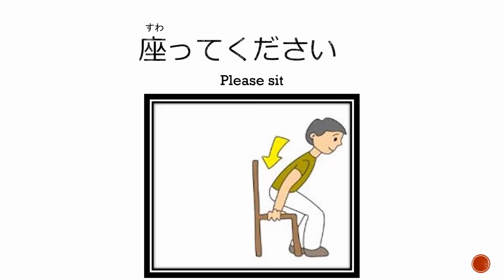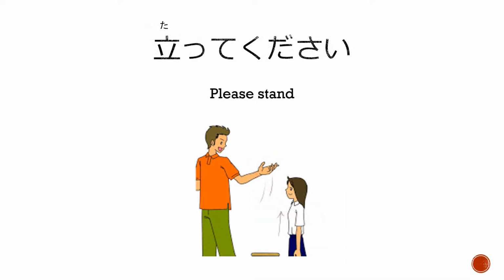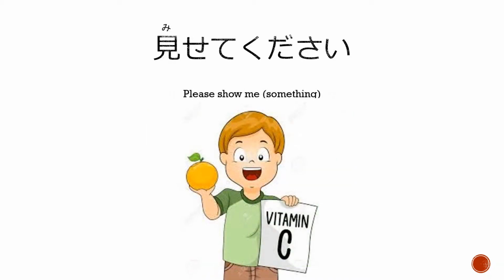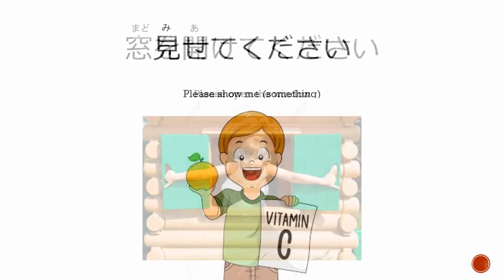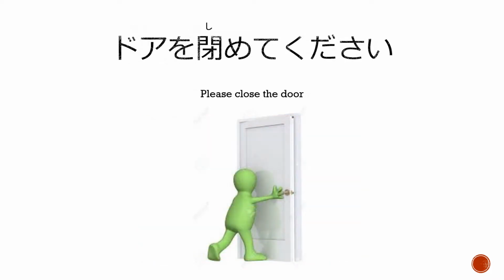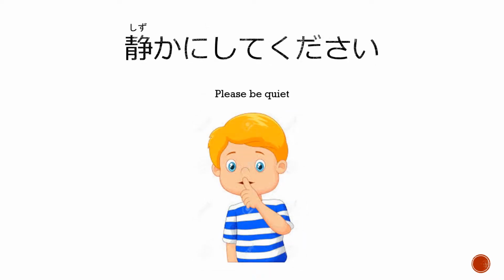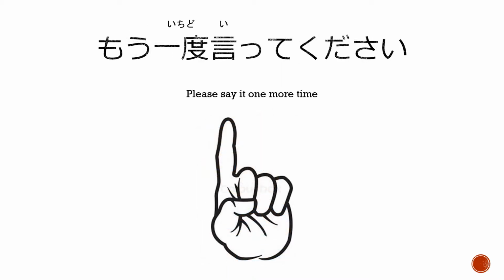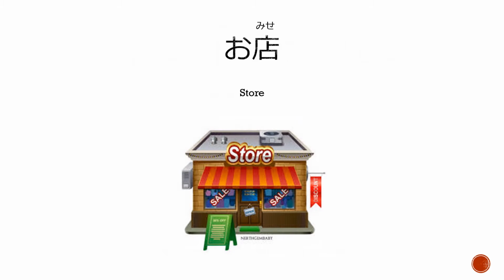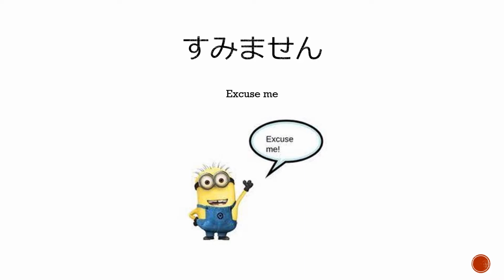Suatte kudasai. Tatte kudasai. Dashite kudasai. Misete kudasai. Mado o akete kudasai. Doa o shimete kudasai. Please close the door. Shizuka ni shite kudasai. もう一度言ってください。ちょっと待ってください。お店。すみません。Excuse me.